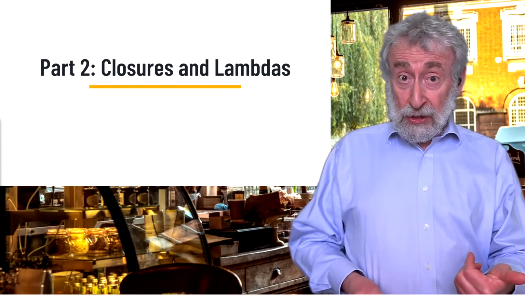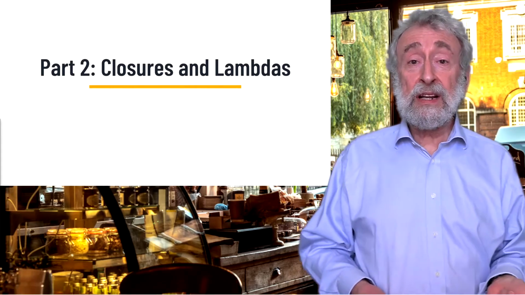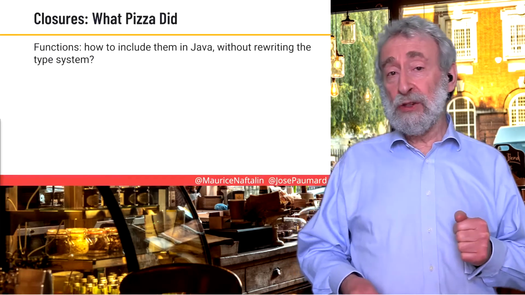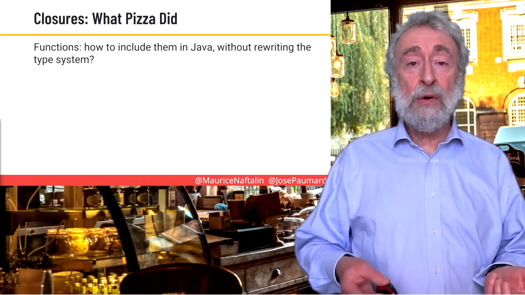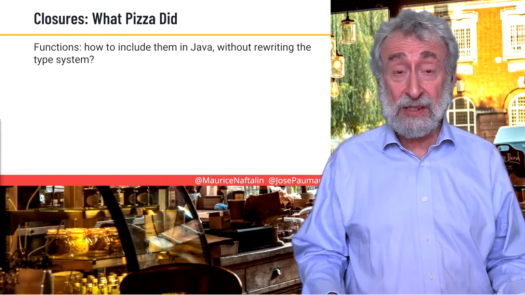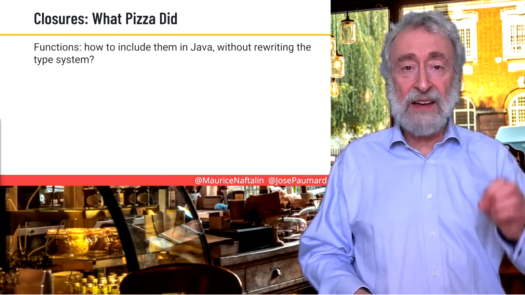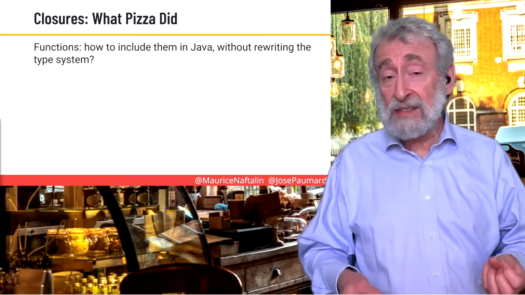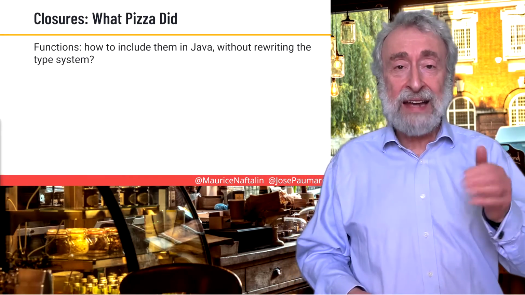So generics was the first part of what we're going to talk about. Part two is closures and lambdas. What Pizza did for closures was to try to solve the question about how functions could be introduced into a language which didn't have them in the type system, unlike functional languages, which are designed to have functions as first-class citizens, fully qualified objects, fully qualified values at the highest level.